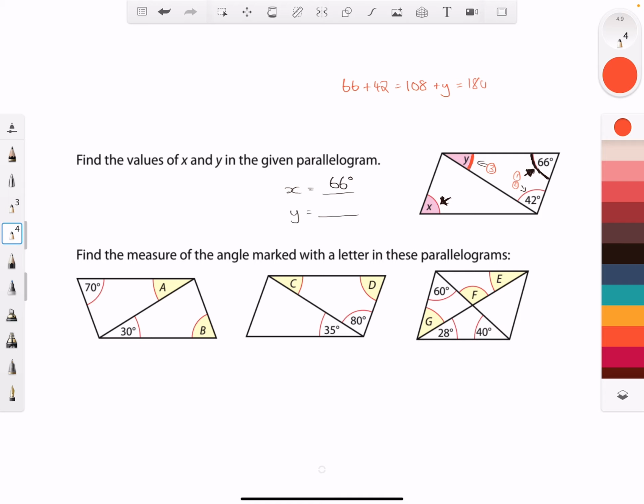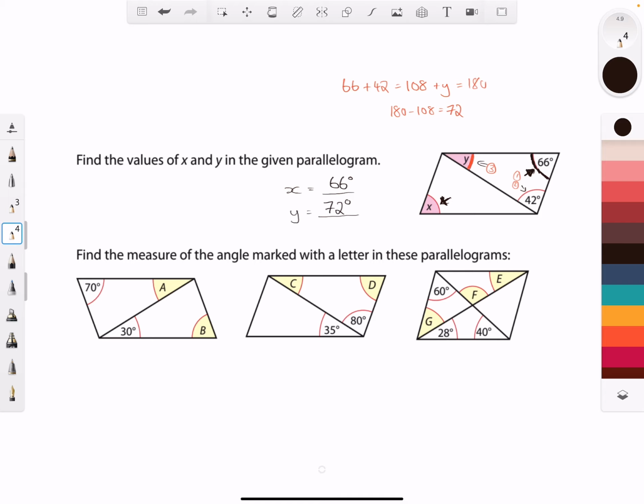So we find out what that is by subtracting 108 from 180. We take away, subtract. And that will give us 72, won't it? 72. That means that y is 72 degrees. And that's how we figure out what y is. Okay, now let's have a look at the rest of the questions. If you feel like you can have a go at these now, definitely have a go. Go ahead. If you want to pause the video, that's brilliant. If not, no worries, keep watching with me.